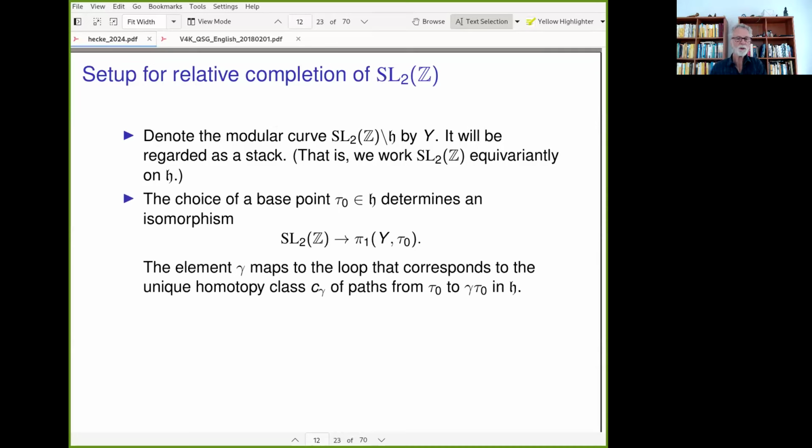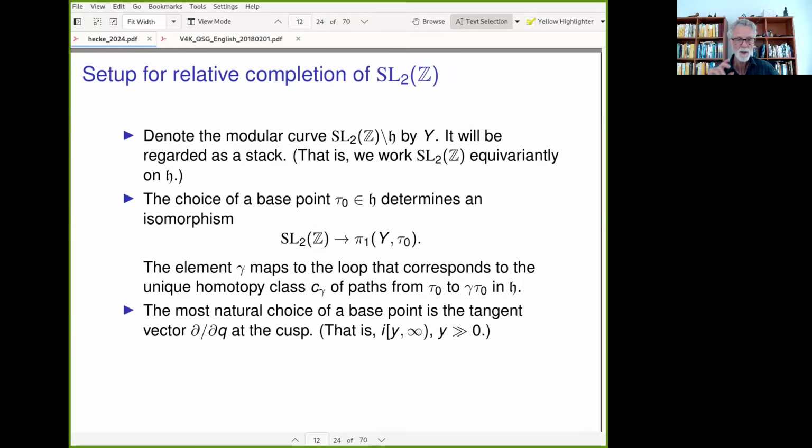So if you choose a base point in the upper half plane, it determines an isomorphism of the orbifold or stack pi1 of Y with that base point with SL2Z. Specifically, the element gamma of SL2Z maps to the loop that corresponds to the unique homotopy class of paths from your base point in the upper half plane to gamma times that base point. If you think about standard covering space theory, this is the natural thing.